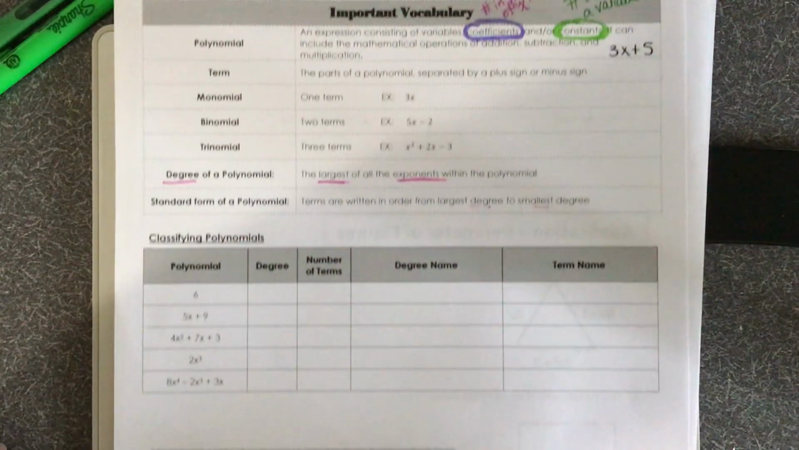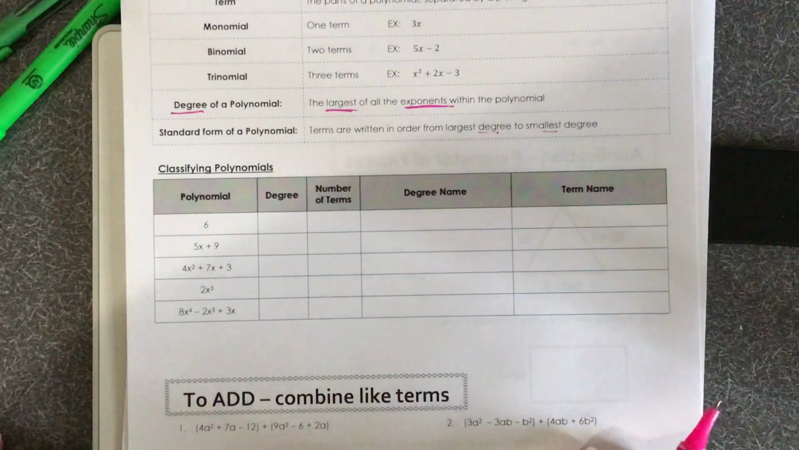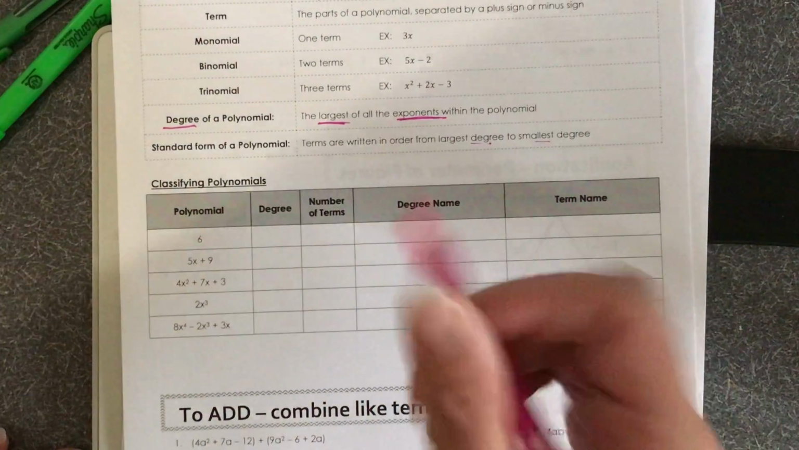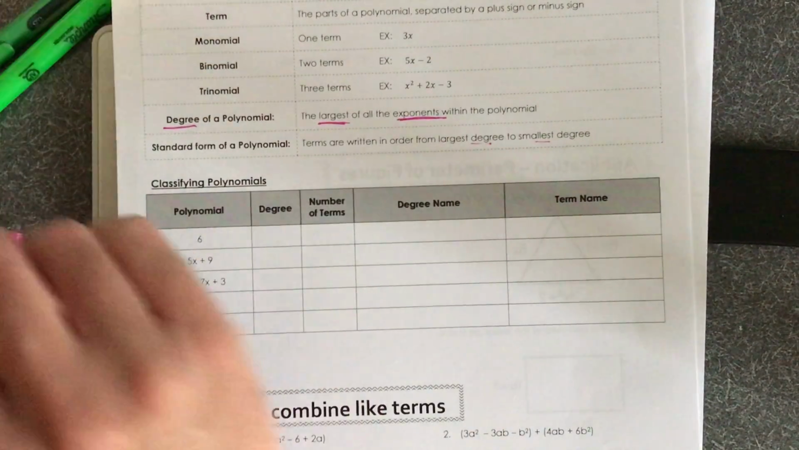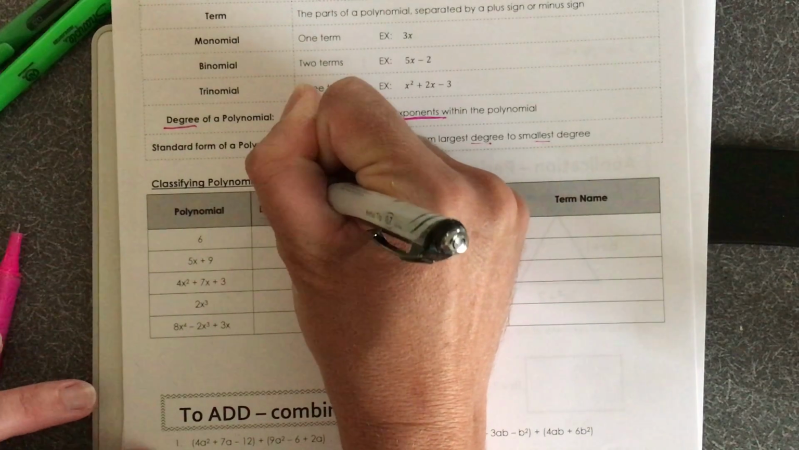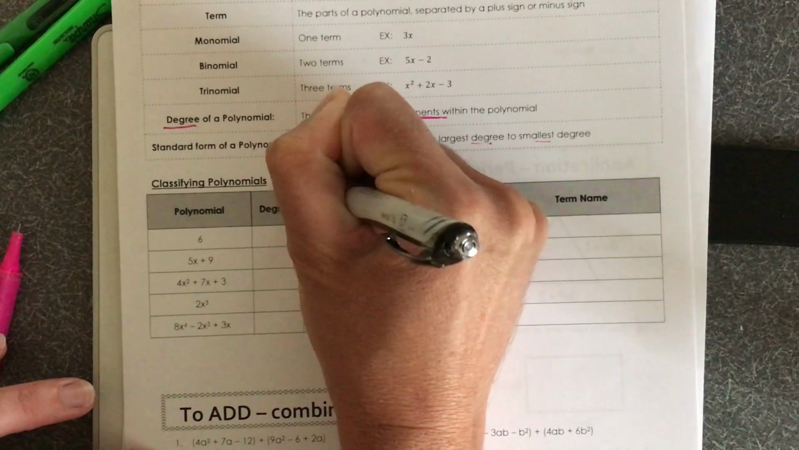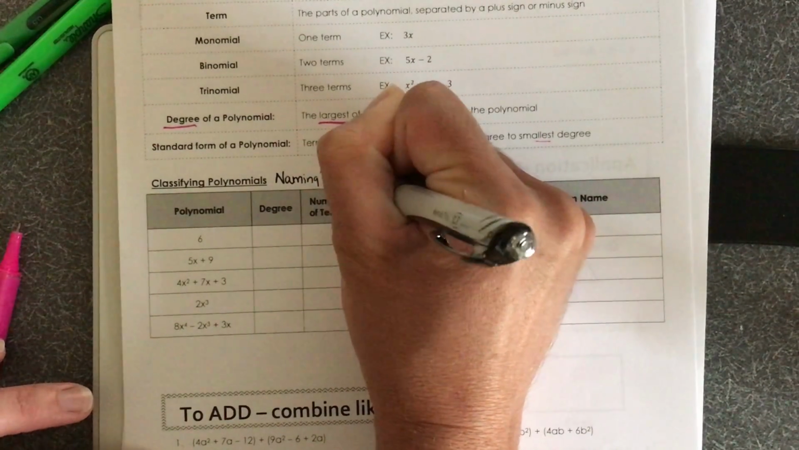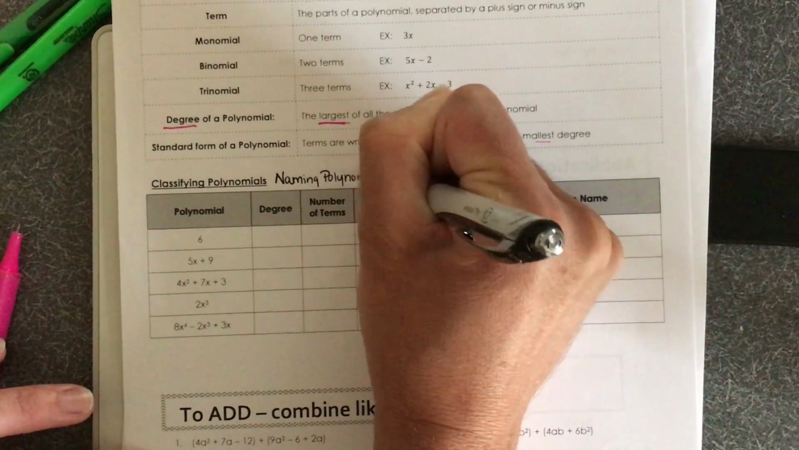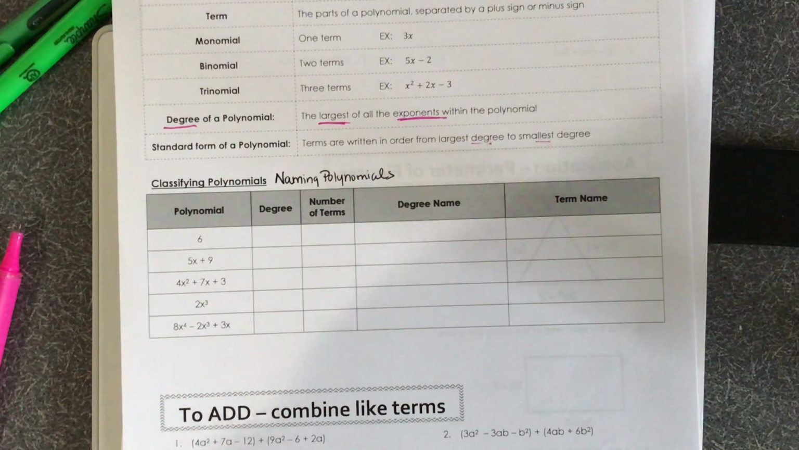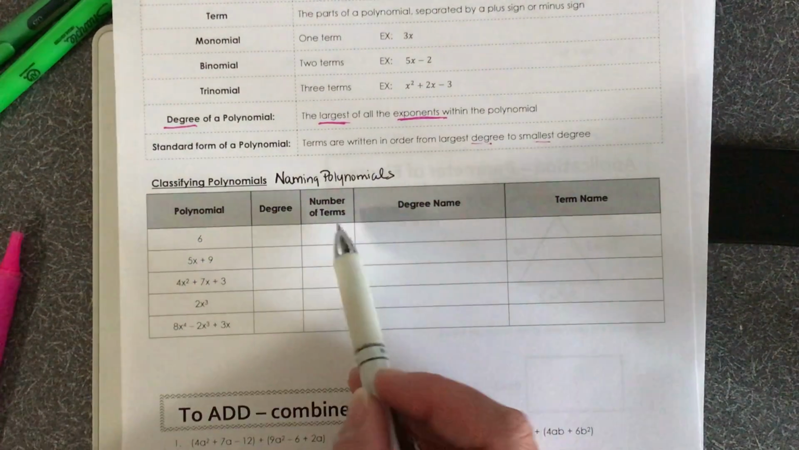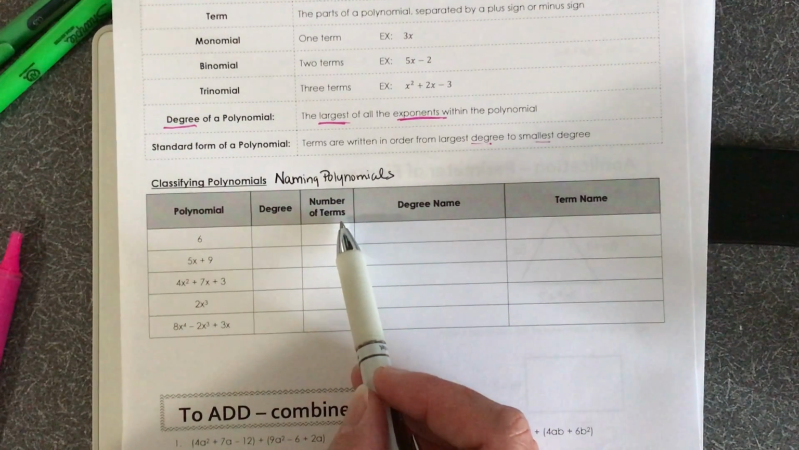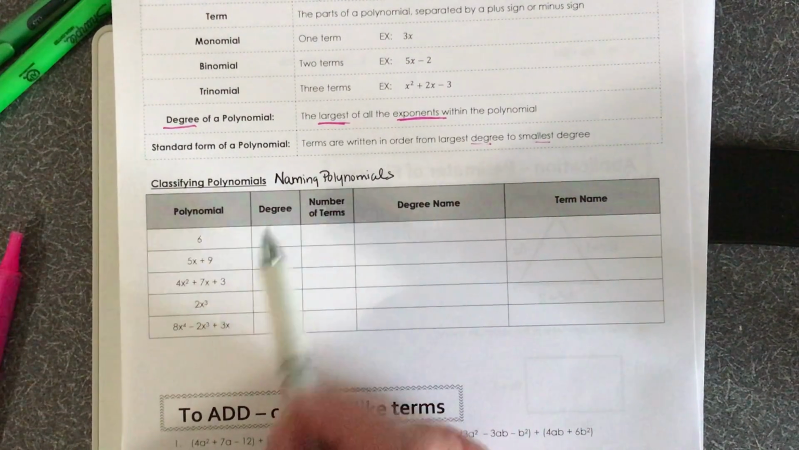So that takes us to classifying polynomials. Classifying polynomials simply means naming a polynomial. And there are 2 ways that you can name a polynomial. You can name them by the number of terms that they have, and you can also name them by the degree that they have.